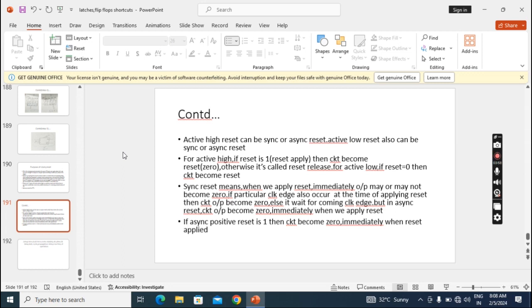Okay, so this positive reset can be sync or async. Negative reset also can be sync or async. Suppose if I take positive async reset, when I apply 1, then the circuit becomes 0 immediately when I apply reset.